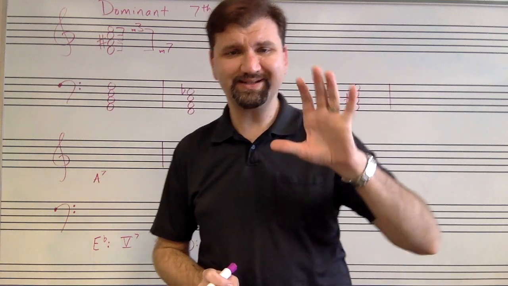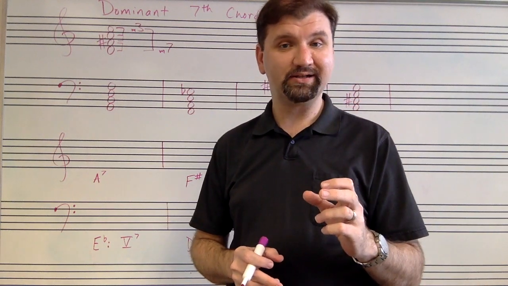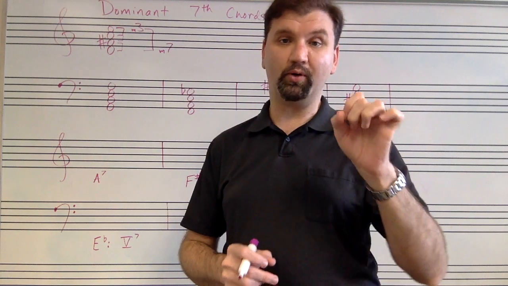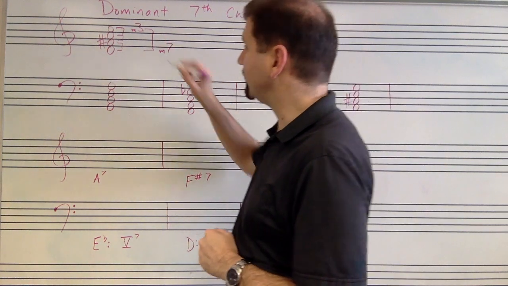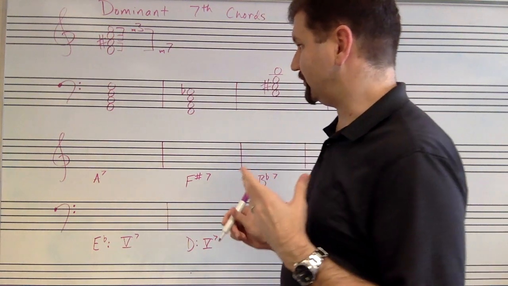So dominant seventh chords contain a major triad and then a minor third on top of the triad, or a major triad and a minor seventh from the root. However you want to think about those things. That's how we create a dominant seventh chord.